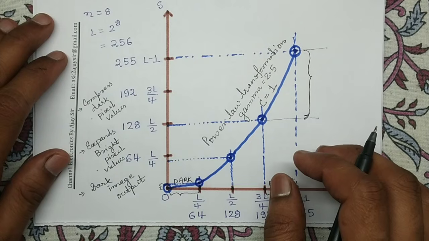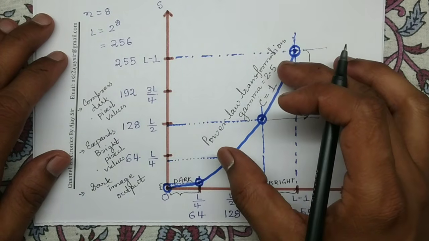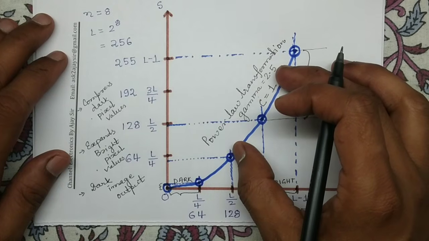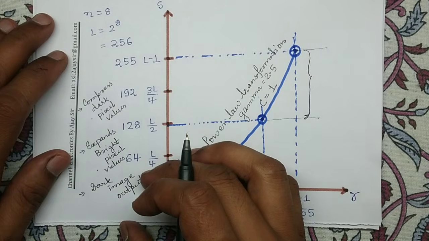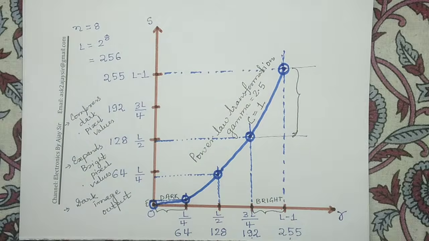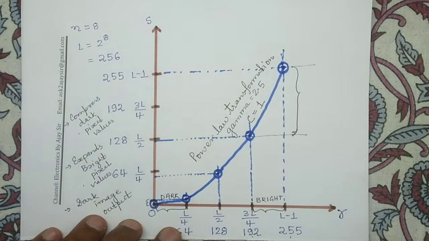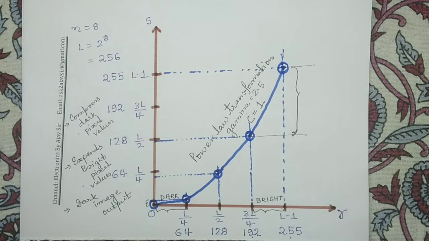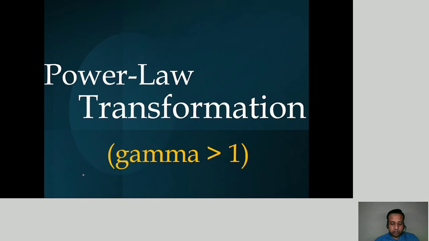Representing on a digital input image, if I perform this power law transformation for gamma greater than 1, the output image is darker compared to my input image. So in power law transformation, we are discussing the case study when gamma is greater than 1.